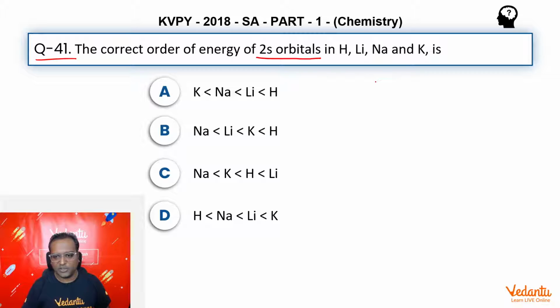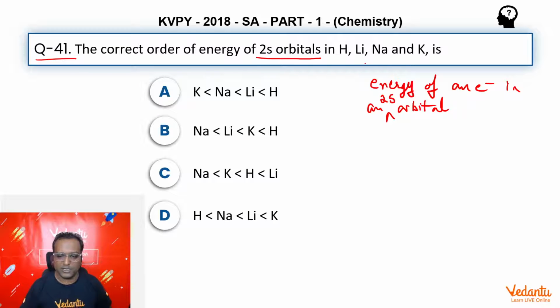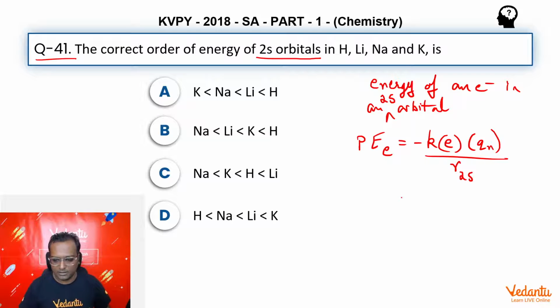So first point, we always talk about the energy of an electron in an orbital. Let's approach this problem from this perspective, that he's talking about the energy of an electron in a 2s orbital belonging to these 4 atoms. If we talk strictly from Coulomb's law perspective, the potential energy of an electron will be equal to negative k times q1, the charge of an electron, into q2, the charge of the nucleus, upon the radius of the 2s orbital, correct?